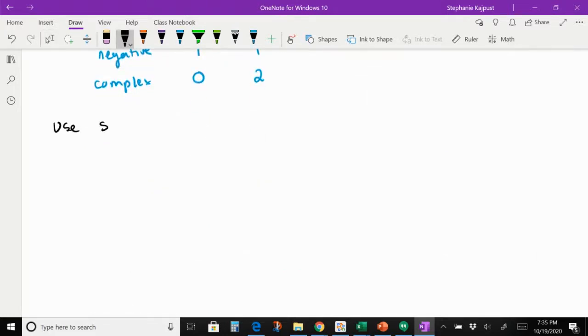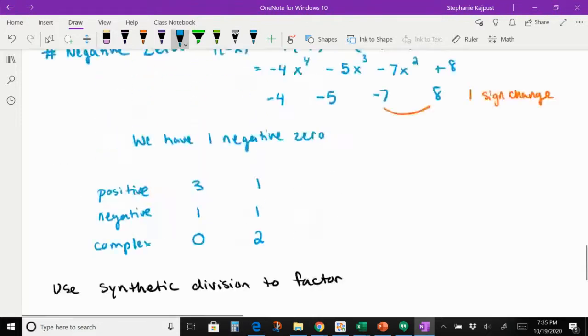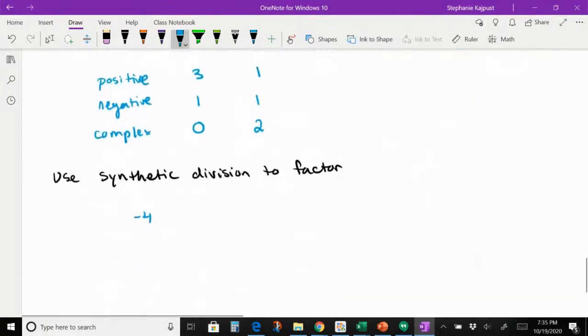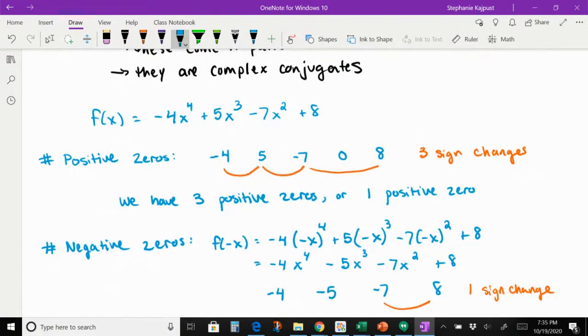So we're going to use synthetic division to factor. So we have negative 4, 5, negative 7, 0, and 8. Those are the same coefficients that I wrote down for the number of positive zeros. And you need to include the 0 because we need to have a spot for every power of x, going down from the highest exponent down to the lowest.